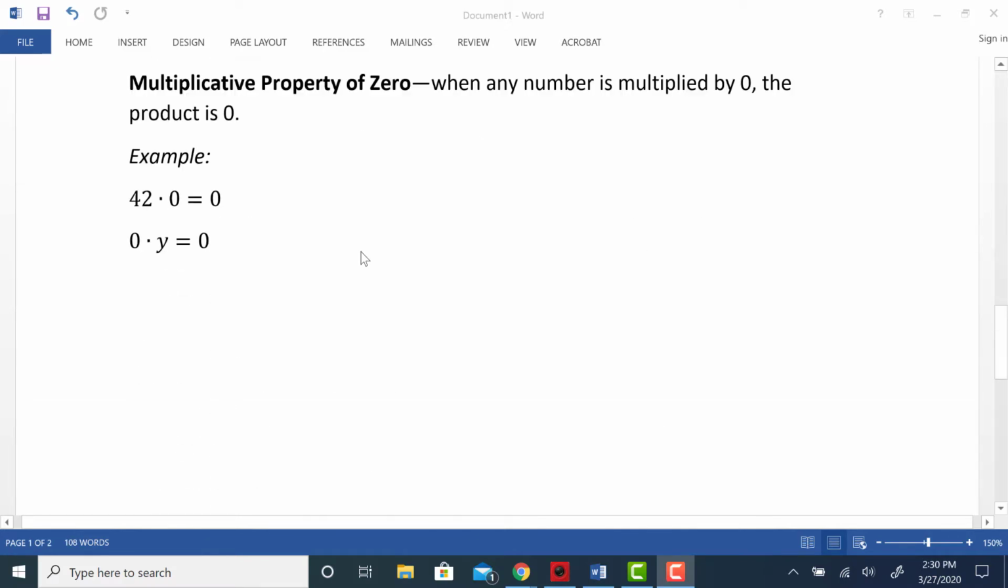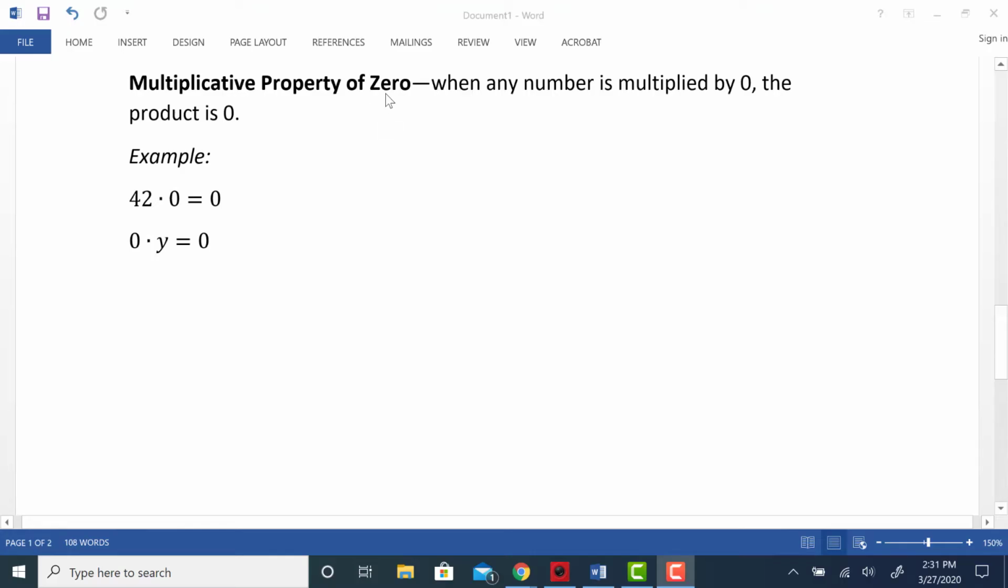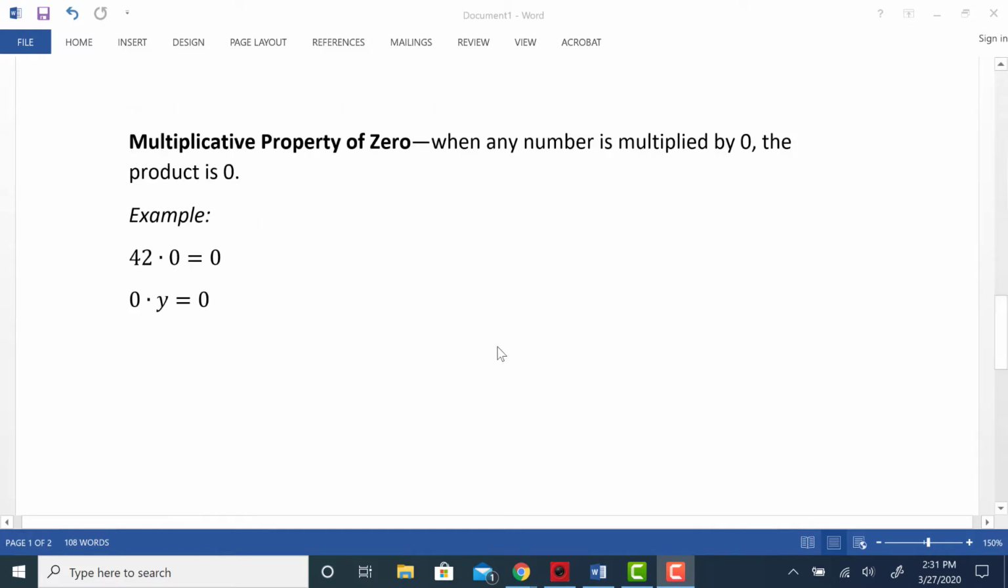Last one. We've got the multiplicative property of 0. When any number is multiplied by 0, the product or the answer is 0. So if I do 42 times 0, I get 0. If I do 0 times y, I get 0. Doesn't matter what number was going to be substituted in for y, it's still going to get 0 because anything times 0 is 0. So those are our properties that we've covered.